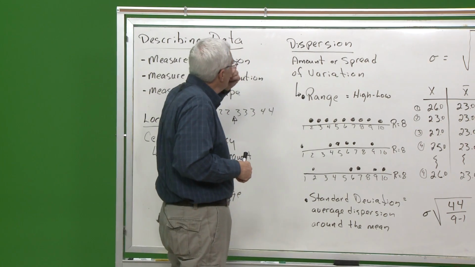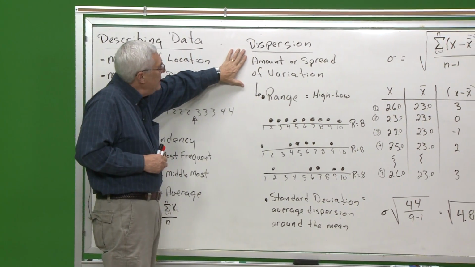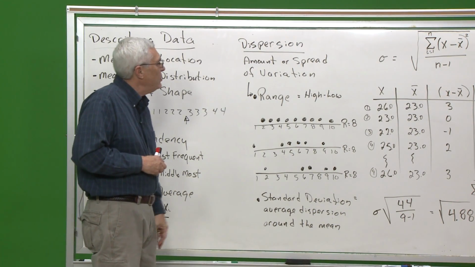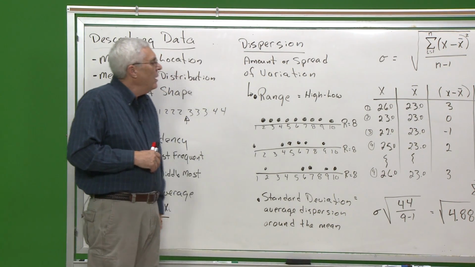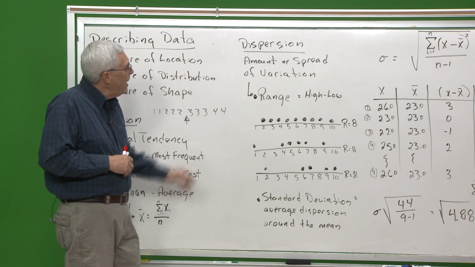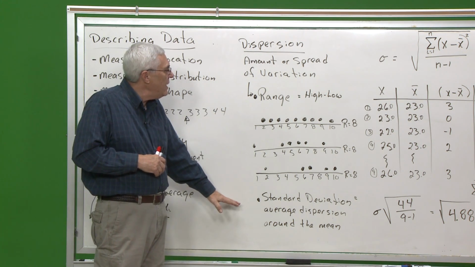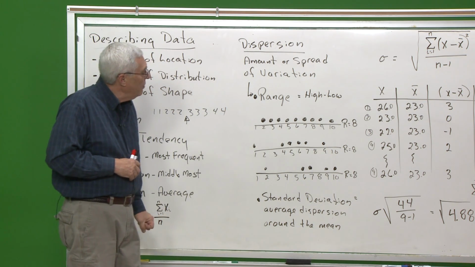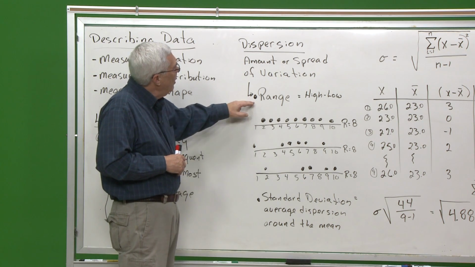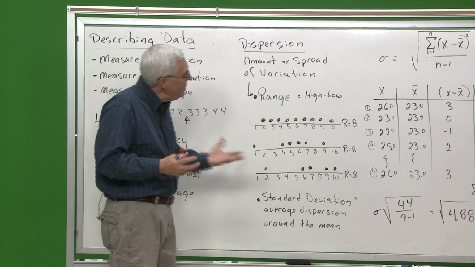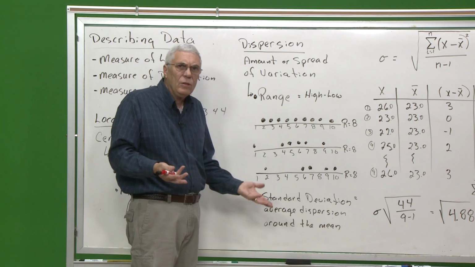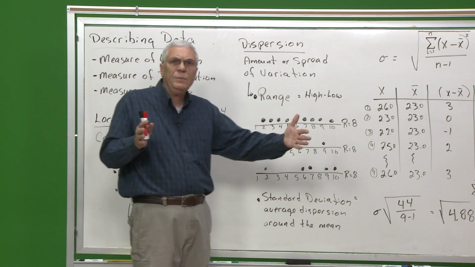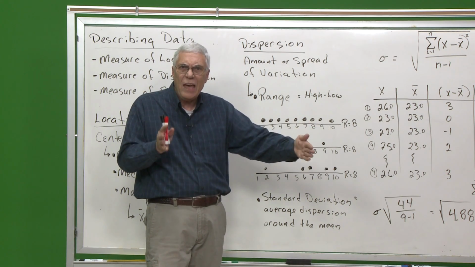Dispersion. This is the one that gives everybody fits. We're talking about the amount or the spread of variation, and we have two statistical calculations we use with that: range and standard deviation. Range is the easy one. Standard deviation, we'll talk about that. It's a little more complex. What range does is simply take the high value in the data set, subtract the low value, and give you the range, or the amount of variation in the set.